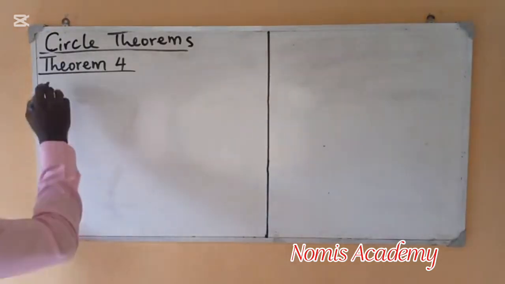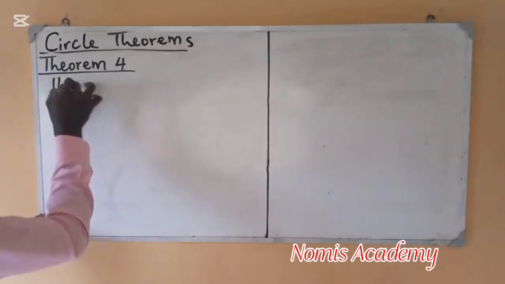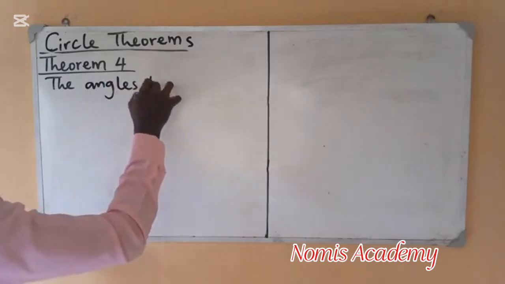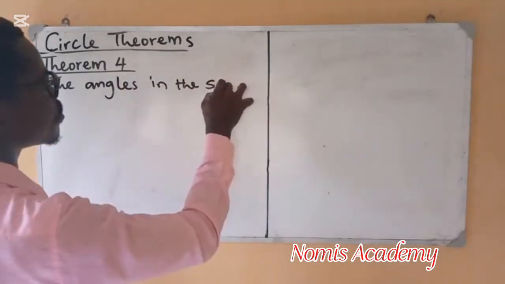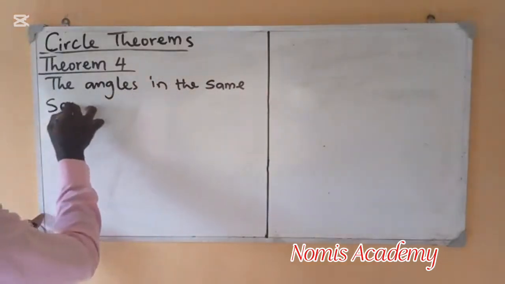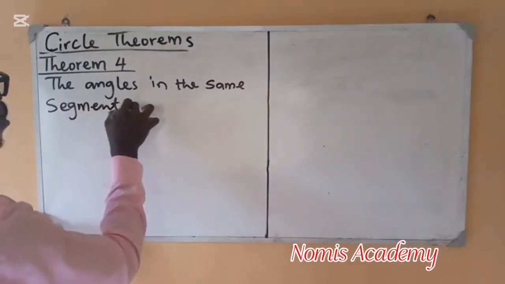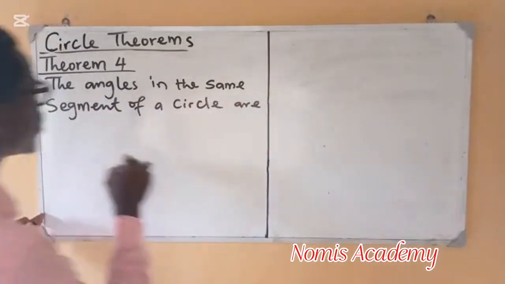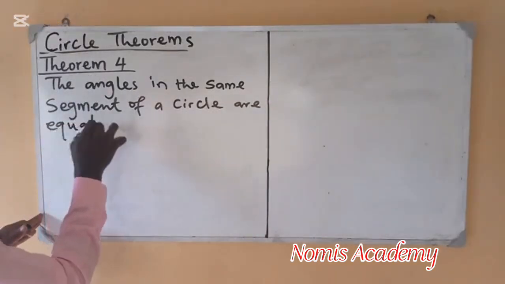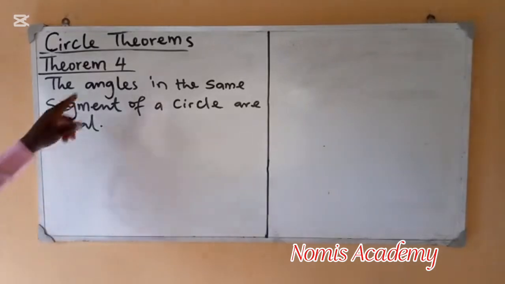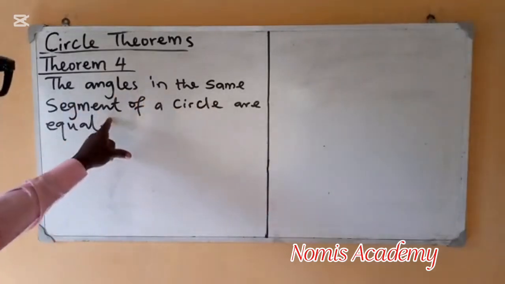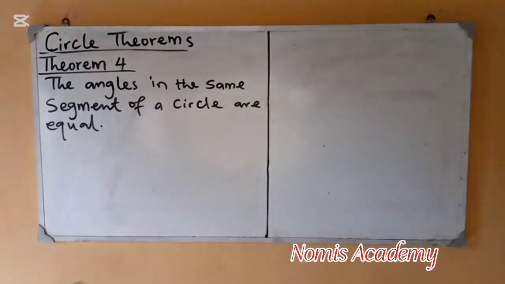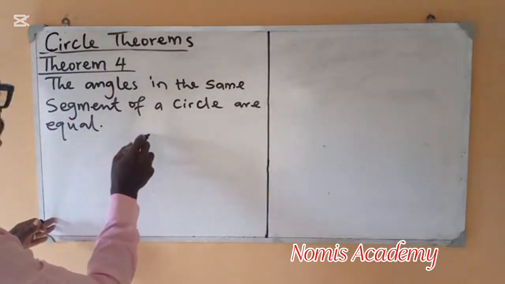It says that the angles in the same segments of a cycle are equal. Okay, the angles in the same segment of a cycle are equal. That's theorem 4. So let's take the diagram to explain it better.